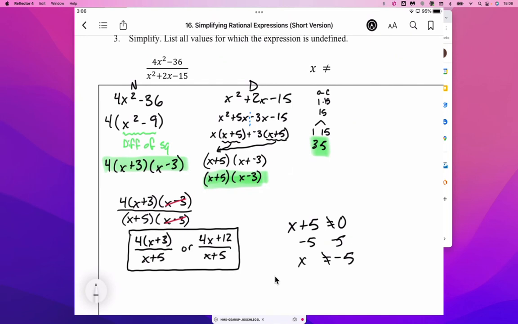This is kind of a conglomeration of things we've been doing up to this point. We need to still be very good at factoring. We'll fully factor our numerator, fully factor our denominator, and then cancel out the factors that are in common in the numerator and denominator. I hope this is helpful.